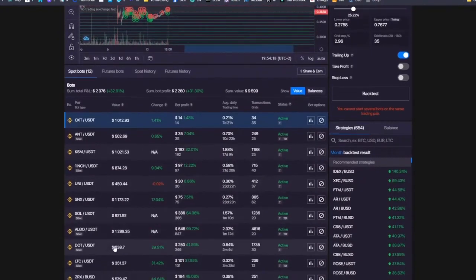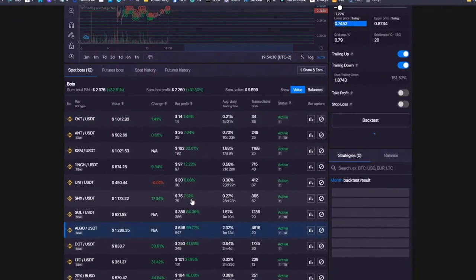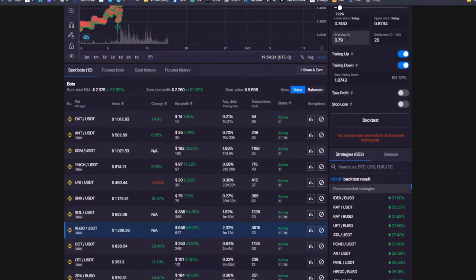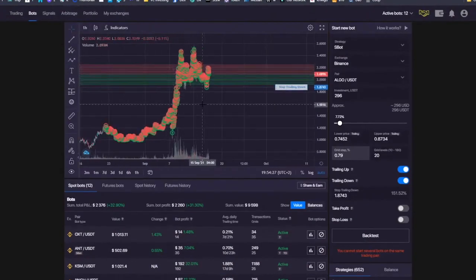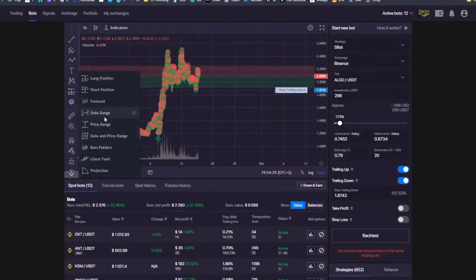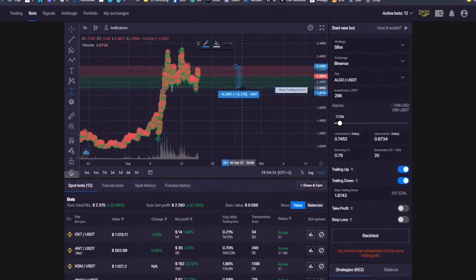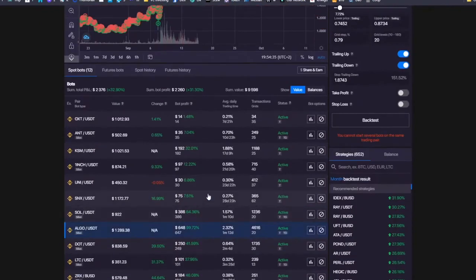Okay, so it would be here now. The same thing I have on ALGO. On ALGO my grid step is 0.79. And yeah, you see it's a narrow gap. You can even see the range. It's only 15%. That's a narrow gap. And so far it made maybe 100% for the last 1.5 months.